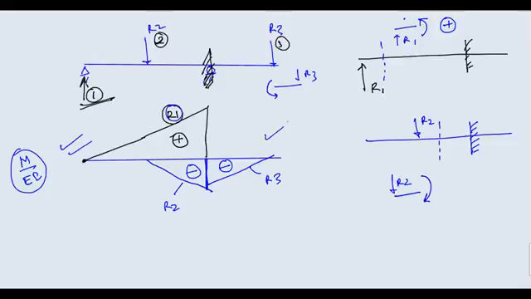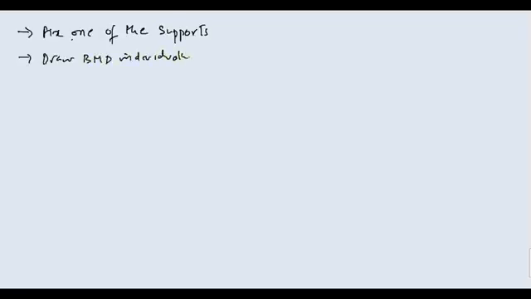So this is how you draw bending moment by parts. Let me just repeat the steps. The step is very simple. You just fix one of the supports. Next step is draw the BMD individually for all forces. For all the forces present, you draw their bending moment individually and then you can solve.